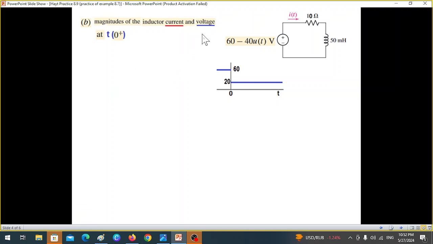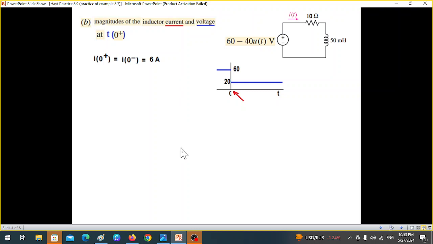Part 2 is to find the same thing at t greater than 0. Now again we are back to this diagram, and t greater than 0 means we are just slightly ahead of 0. Two things will happen here. The first, the current through the inductor does not change. So whatever is the current here, the same will be the current here. That means I0 plus will be equal to I0 minus, which we have found to be 6 ampere. So this is one condition.